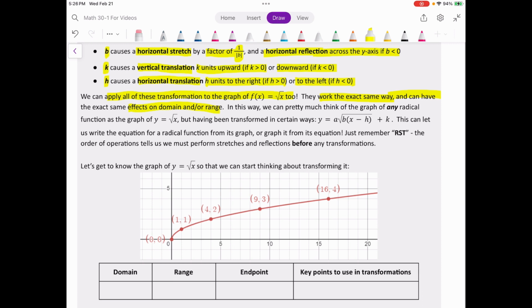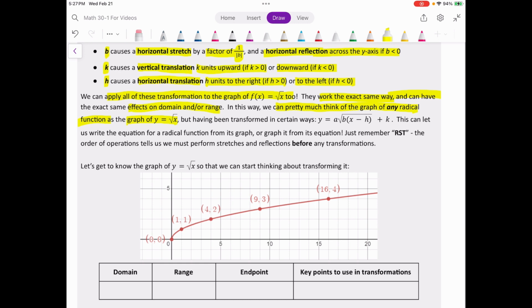Now, the reason we're talking about this all over again is that we're going to apply it to radical functions, so it's worth reminding ourselves anyway. But you're going to see a theme here in Math 30-1. We can take this very basic radical function, y = √x. We sometimes call this a base function or a parent function because we can use it with transformations to think of any radical function. We can pretty much think of the graph of any radical function, any one you could dream up, as being like y = √x, just having been transformed in certain ways.